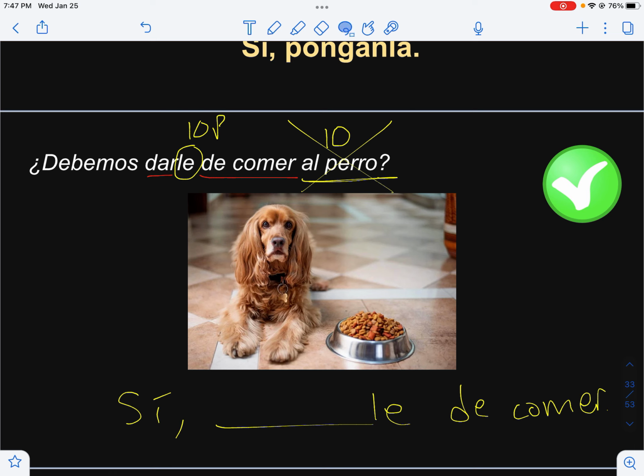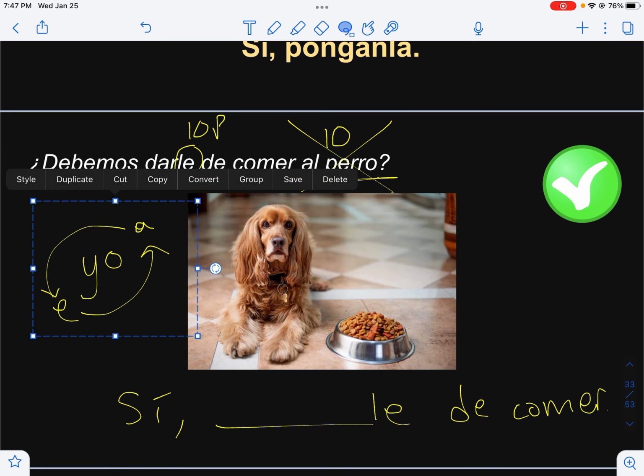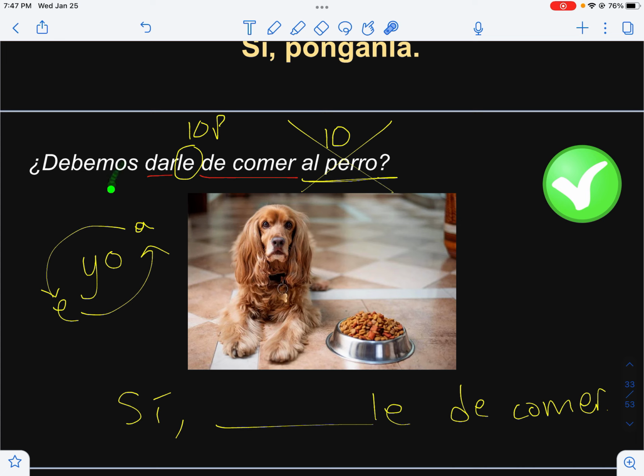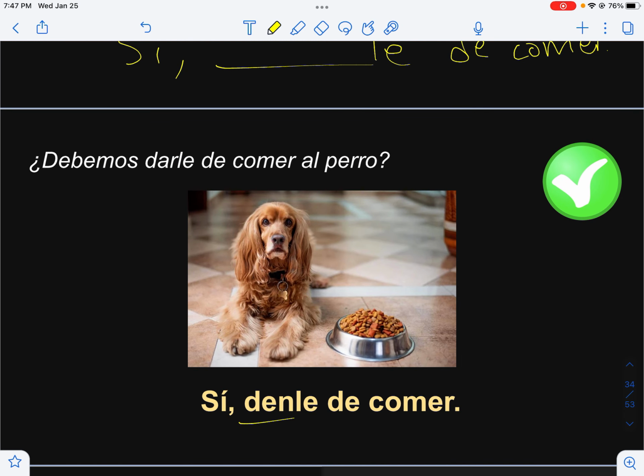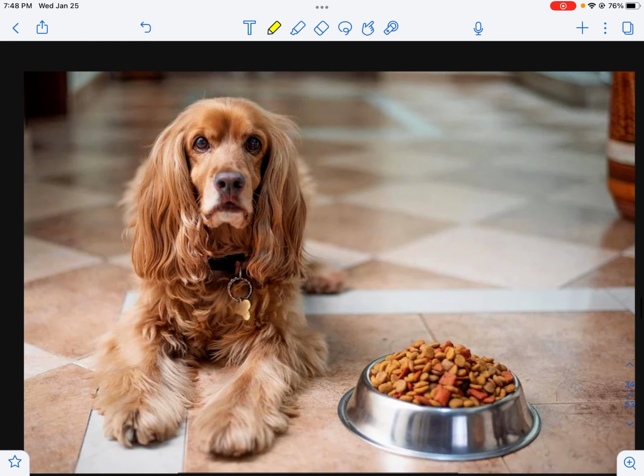Okay, same thing. We've got our yo, switch the endings, except we remember, we got to wash the dishes. Dar is irregular, which will just give you den. It doesn't feel irregular, but it is, because the yo form has an accent on it. Anyway, sí, denle de comer. Nice. Look how happy the dog is. We love food. Cool.